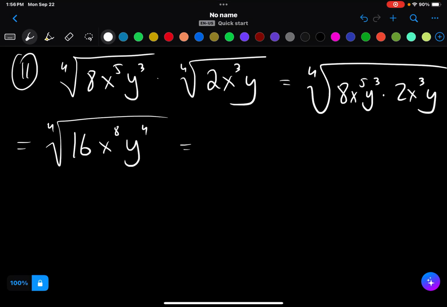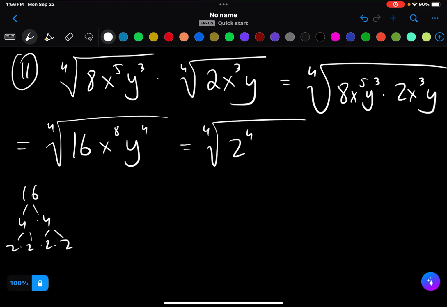And the 16, I can write it as 4 times 4. And each of those 4s is a 2 times 2. So it's 2 times 2 times 2 times 2, right? The 16 can be written as 4 2s, right? So 2 to the 4th power.